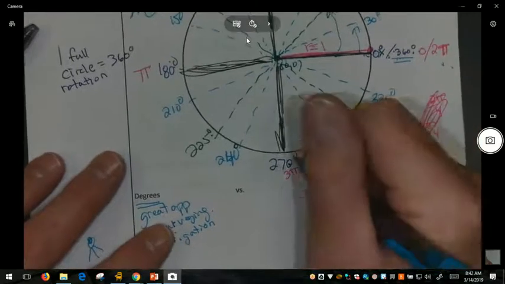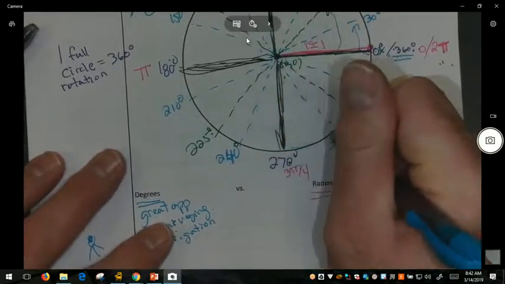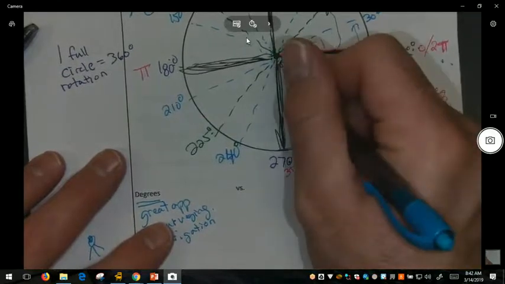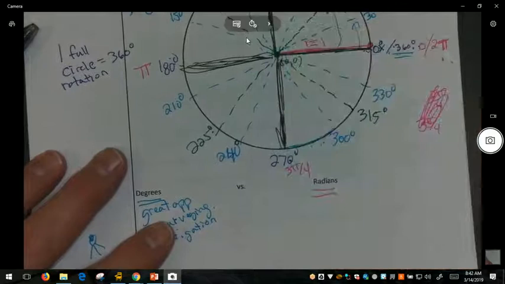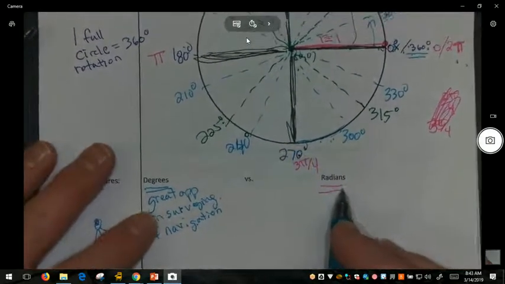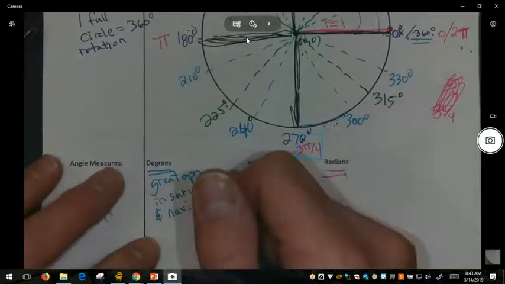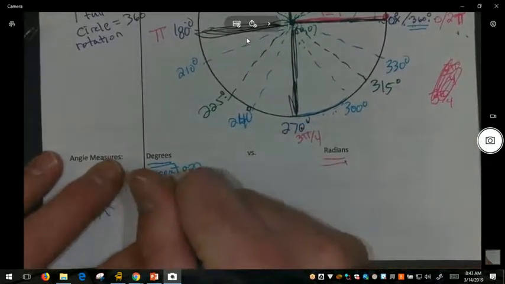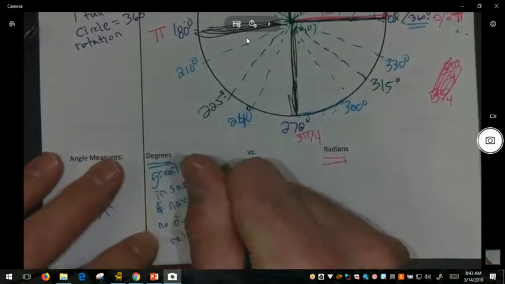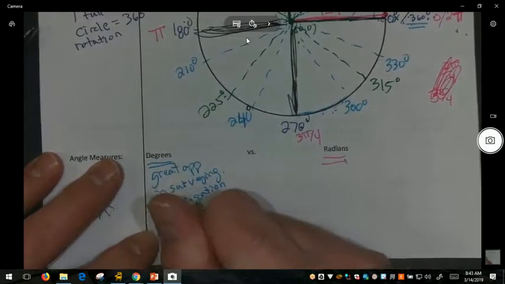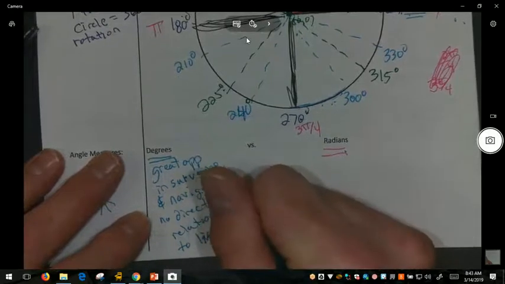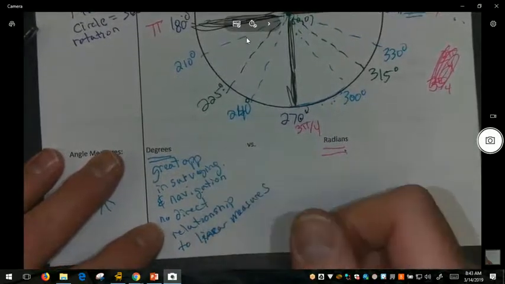And if you remember from geometry, angles and arc, not arc length, but arc measure in terms of degrees were the same as long as this was a central angle. Well, that's fine, but it makes a lot more sense with radians because we're looking at a percentage of the circumference. So there is no direct relationship to linear measurements on the circle.